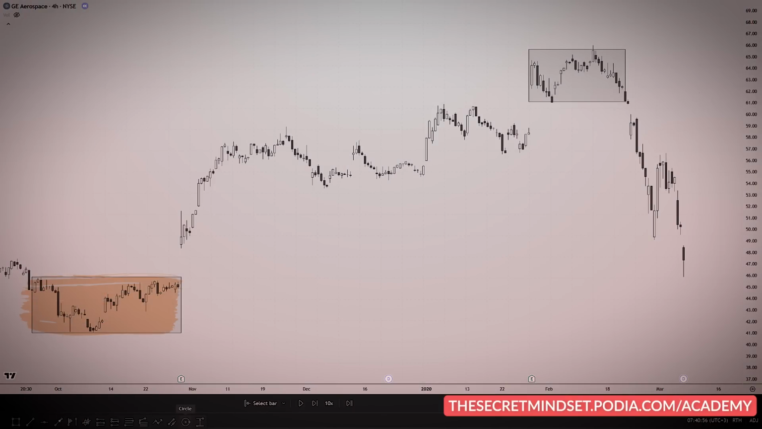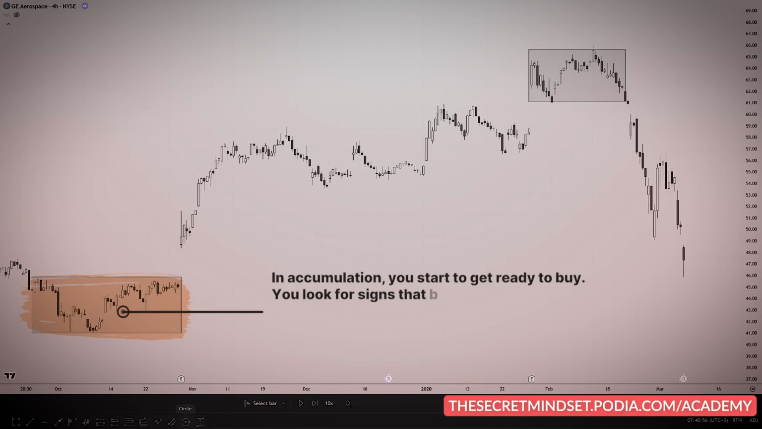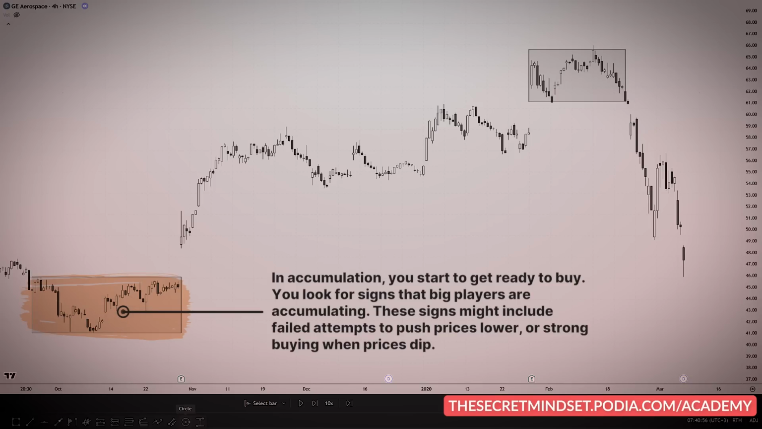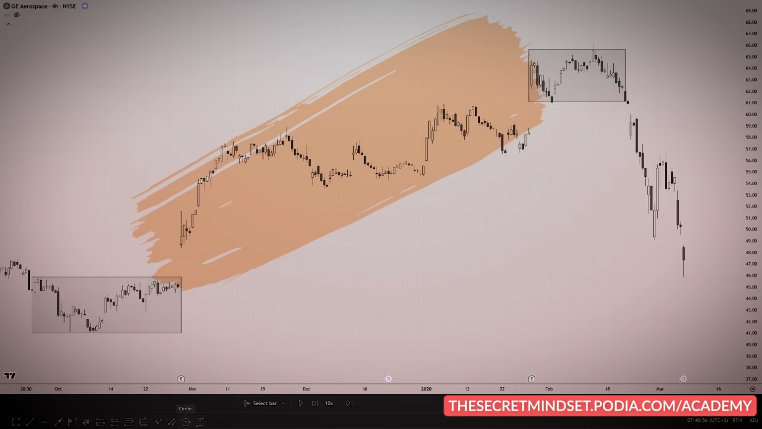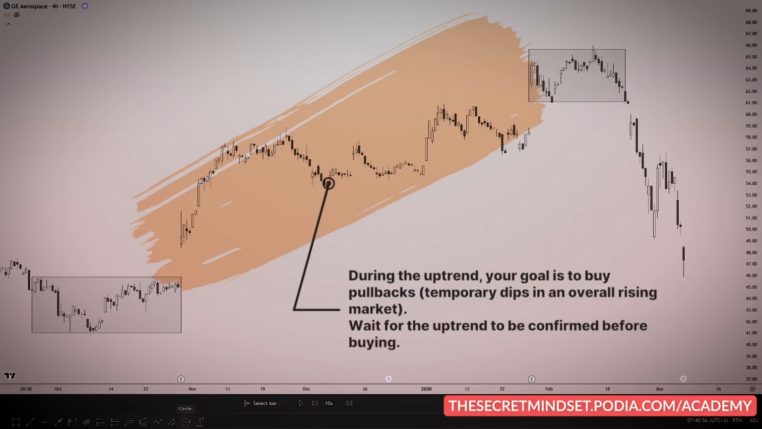In accumulation, you start to get ready to buy. You look for signs that big players are accumulating. These signs might include failed attempts to push prices lower or strong buying when prices dip. During the uptrend, the goal is to buy pullbacks. These are temporary dips in an overall rising market. You wait for the uptrend to be confirmed before buying. You don't try to guess the bottom.